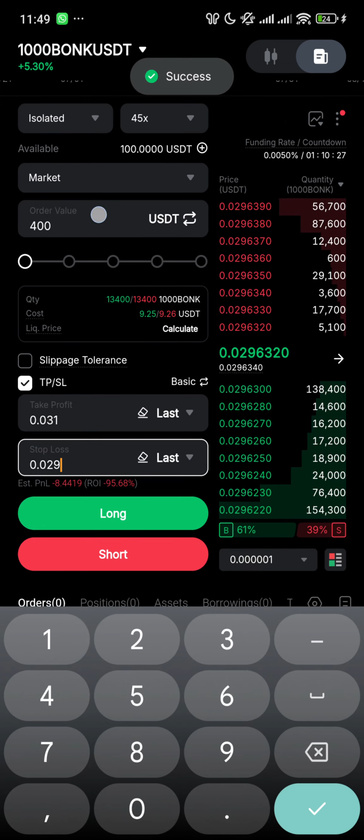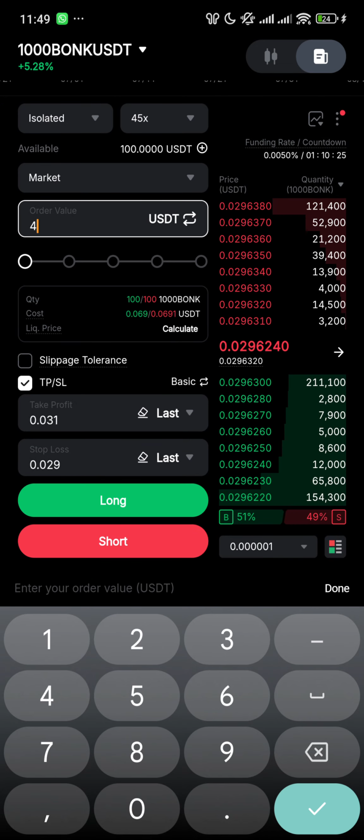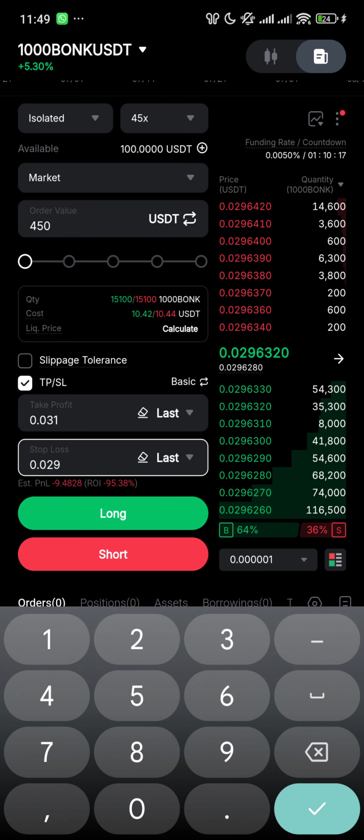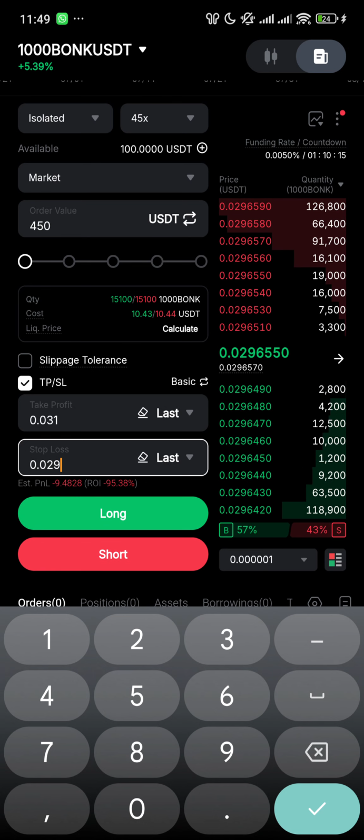So always make sure that when you adjust your leverage, you also adjust your order value based on the amount you are committing to this trade. Don't forget that. So we are close to $10 now. When it comes to 0.29, I would hit my stop loss. But if it goes my way, I'll make profit.